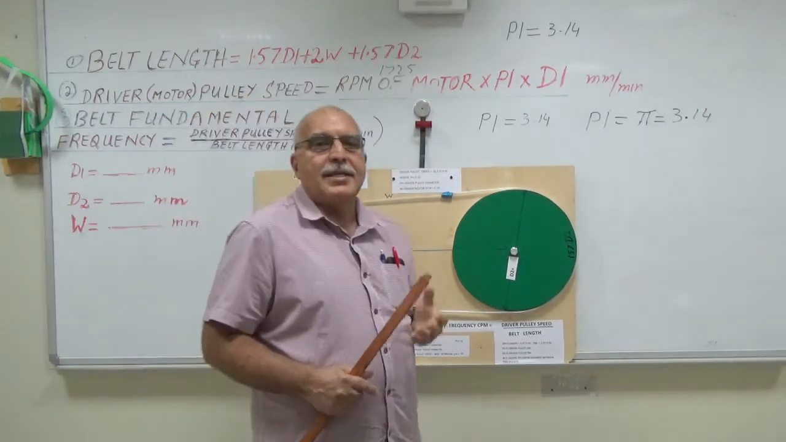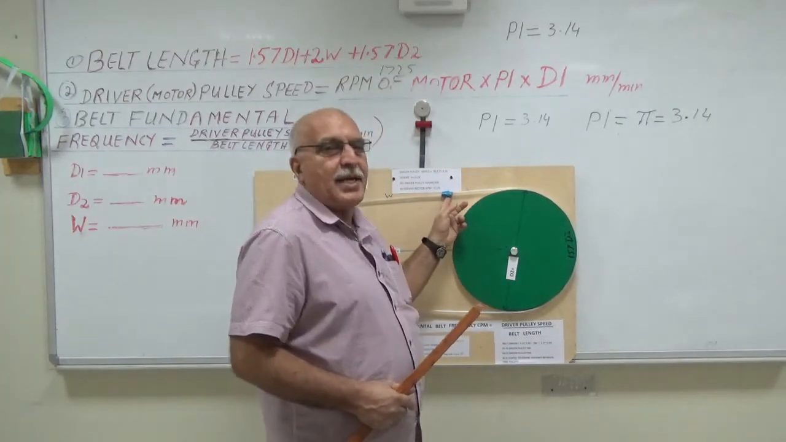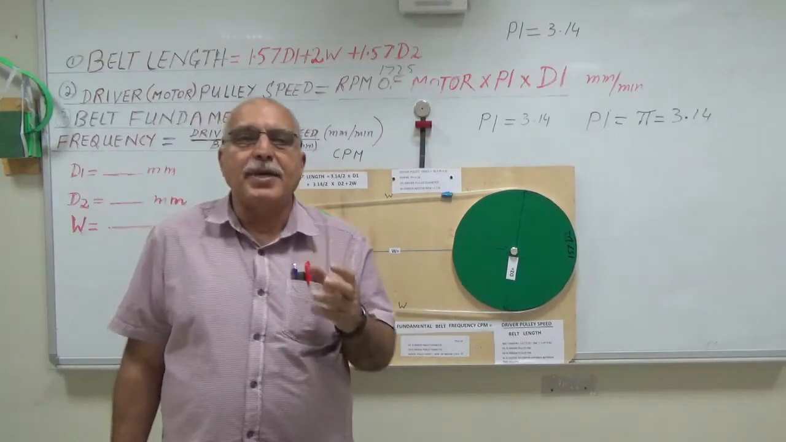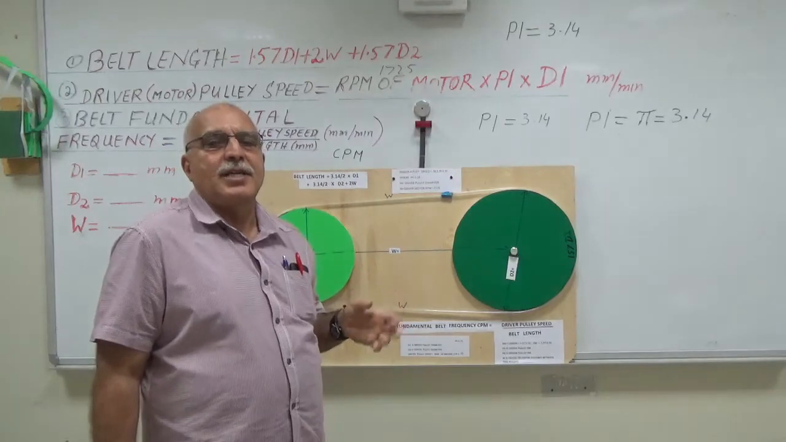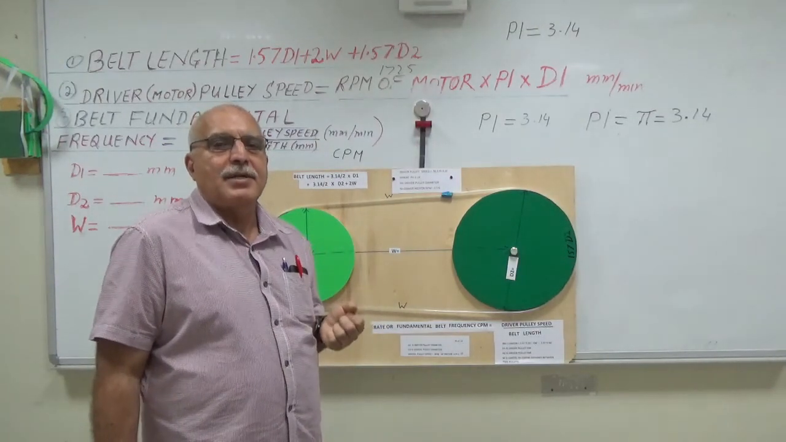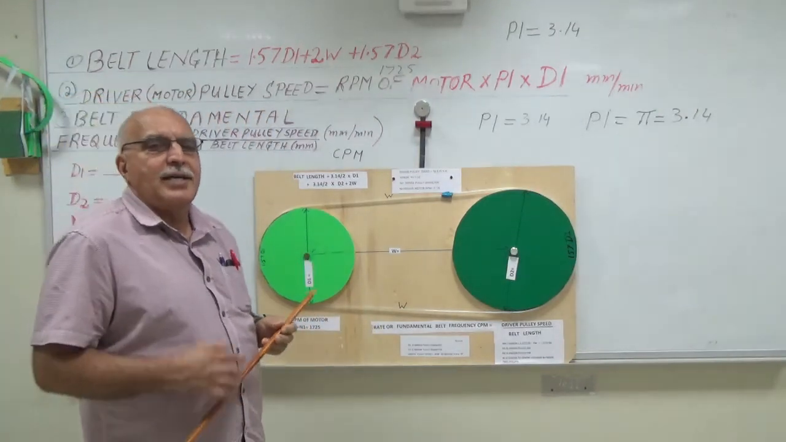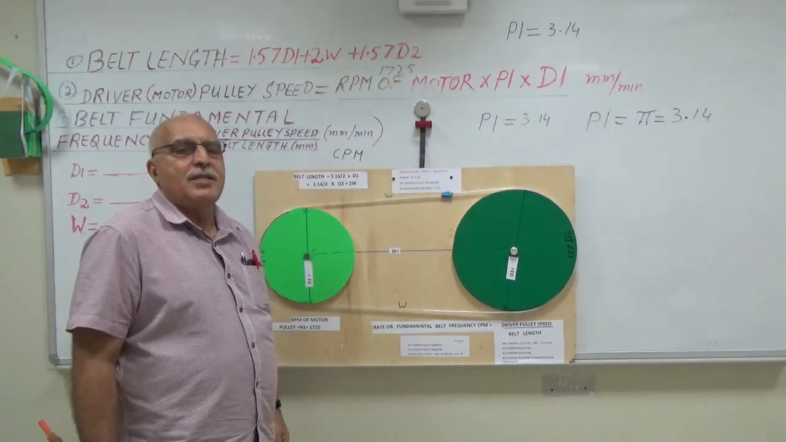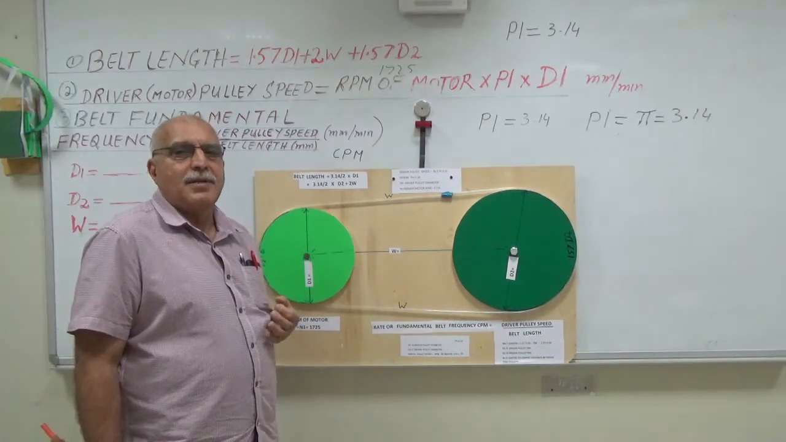If the belt is damaged at a particular point, for example, now this belt is damaged at this point, then we will get a high peak at 2 times belt fundamental frequency, and also 3 times and 4 times belt fundamental frequency. What does it mean? That we will see high amplitude at 2 times, 3 times, and 4 times belt fundamental frequency.